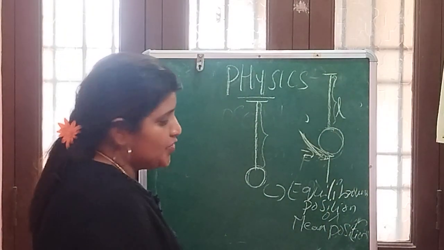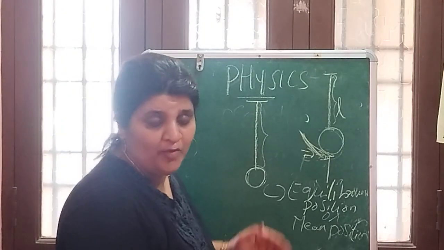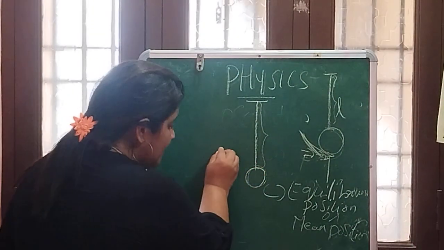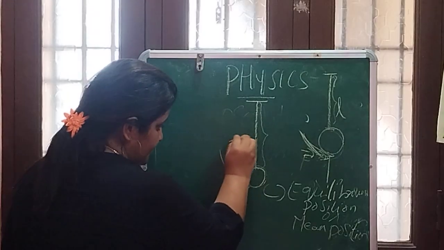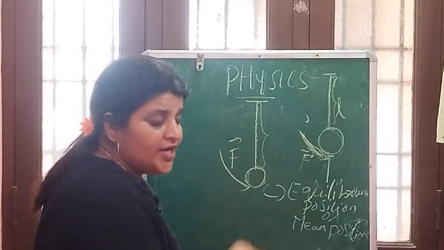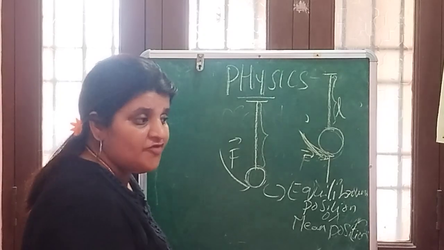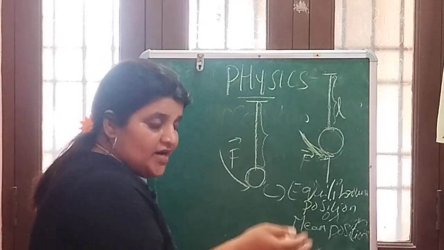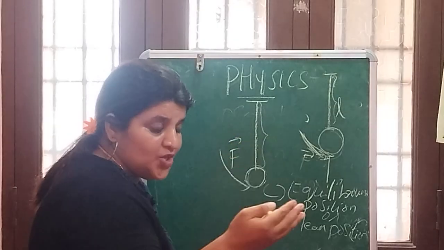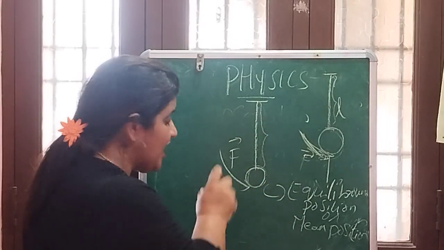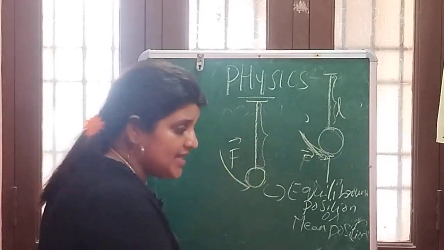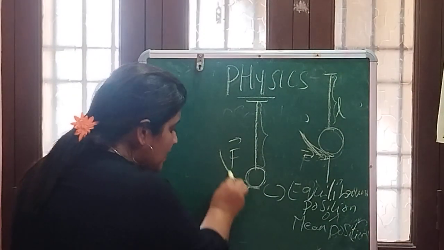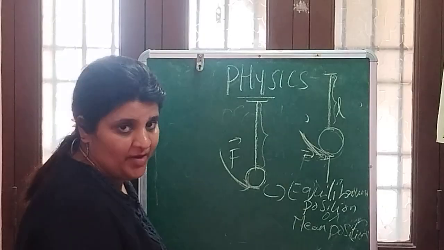Now, what we are going to do is oscillate this bob of mass M. In order to oscillate this bob, we have to apply external force on it. For any body, in order to accelerate it, we have to apply external force. Like that, here also, in order to oscillate this bob of mass M, we have to apply external force on it.